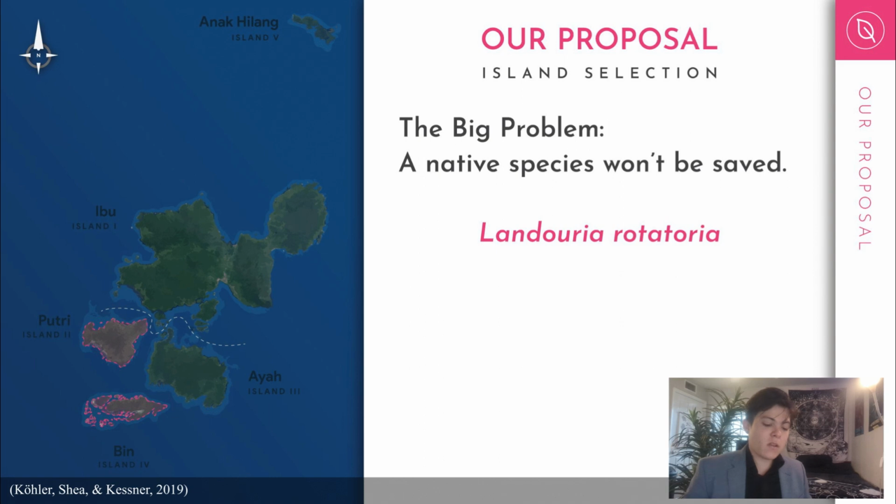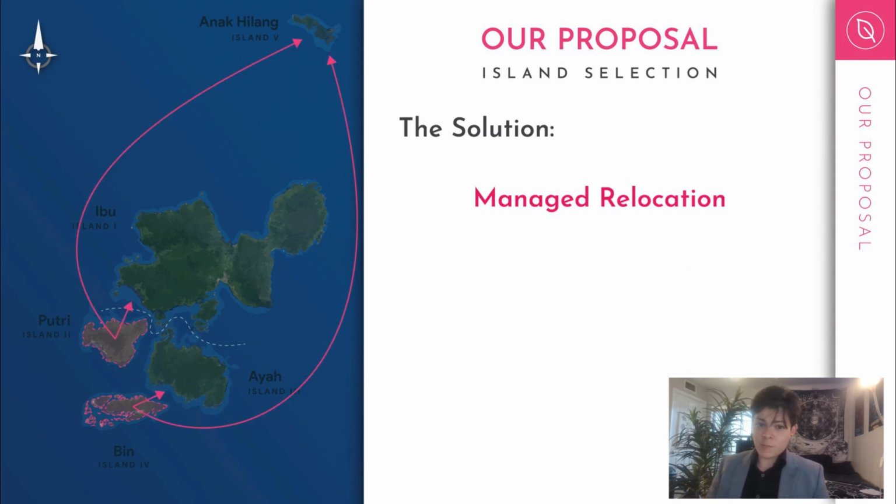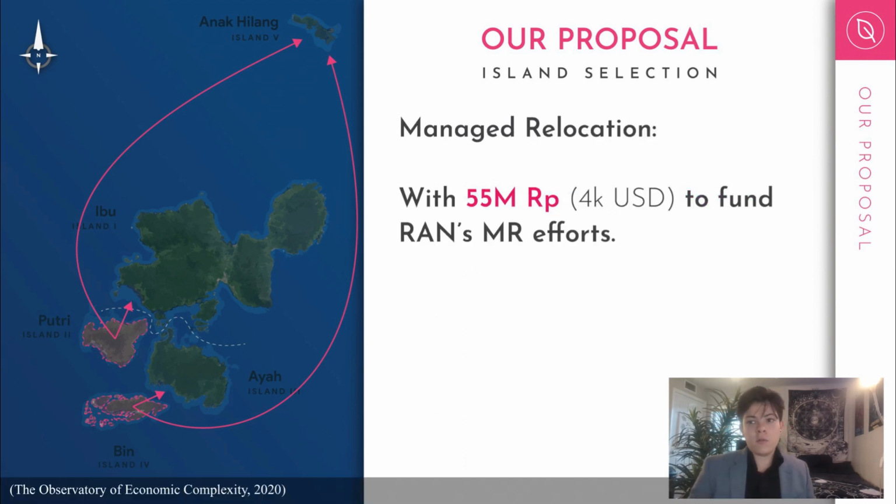But our proposal comes with an issue, and that is that one native species will not be saved, Rotatoria. So what do we do about that? What are we going to do about Rotatoria if they won't be saved? We think the solution is going to be managed relocation, displacing them from their original islands and helping them disperse, which, as we know, snails have a really hard time doing. So we're hoping that we can partner with you and have a little project with the leftover funds from the land purchase, and we want to try and relocate Rotatoria to another island.